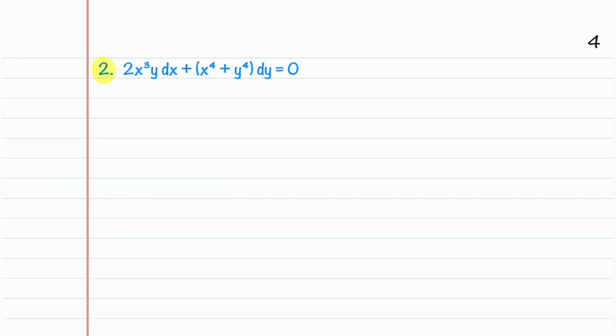Let's now look at our second example. I wanted to do this problem because I wanted to show you what it looks like when we use the other change of variables. To decide which change of variables to use, let m of xy be equal to 2x cubed y. That's just the coefficient that multiplies dx. And then n of xy equals x to the fourth plus y to the fourth. Since m has only one term and n has two terms in it, m is the simpler term.